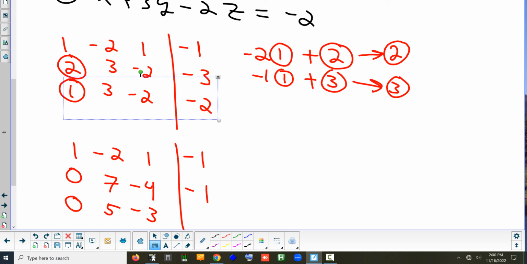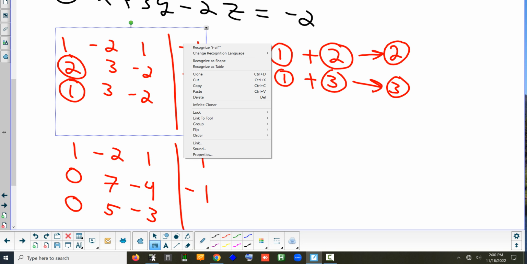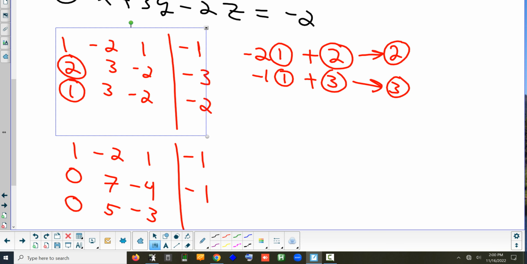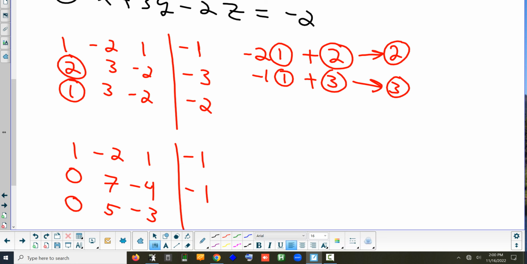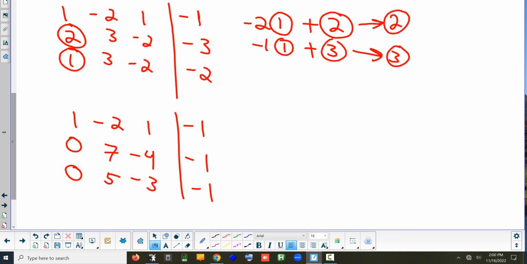Negative 3. And the last one. Negative 1 times negative 1. 1 plus negative 2. Negative. So that's our first step. Any questions on how we did that?